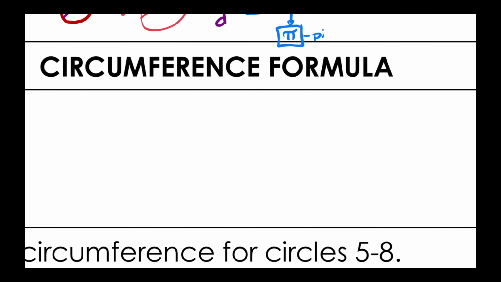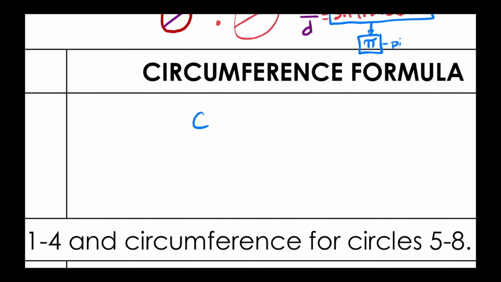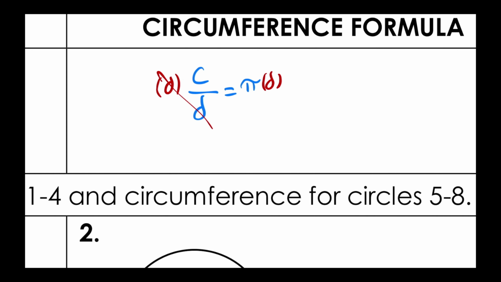So this is how we came to the circumference formula. Since the circumference of any circle divided by the diameter of that circle equals pi, if I want to know circumference, I would just multiply both sides by diameter, and I get the formula. These cancel. Circumference equals pi times the diameter. There's my formula. Circumference equals pi, 3.1415926..., times diameter.